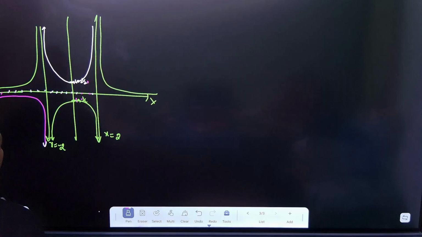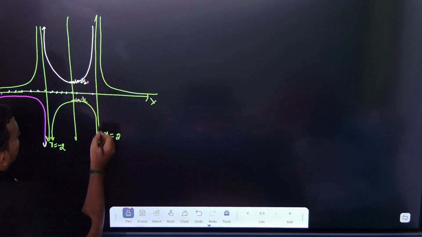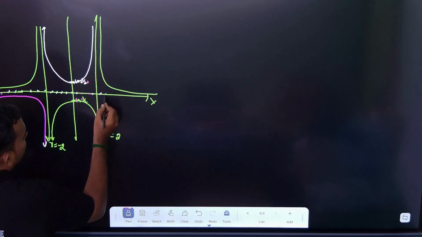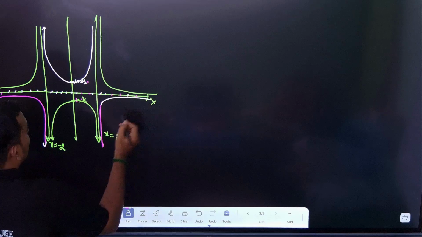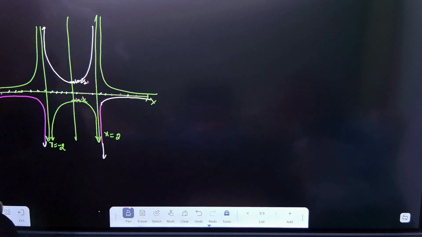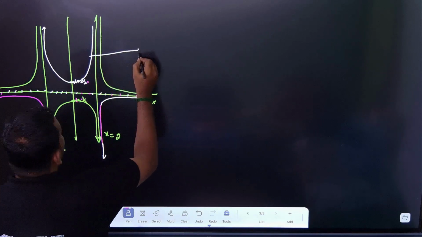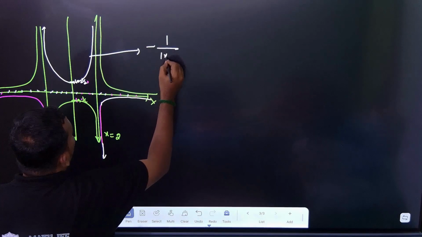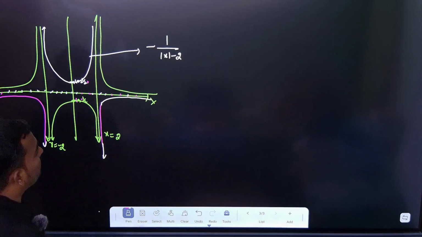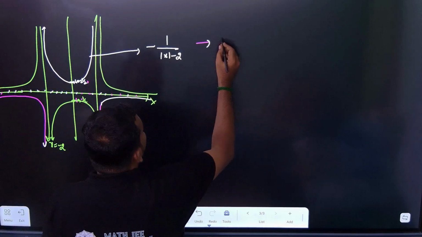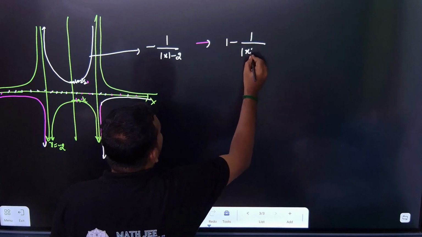Okay, fine. And then here, this is x equal to 2, no? It's a mirror image. This is your mirror, no? So the graph will be like this. What is the graph of that? This is the graph of minus 1 by mod x minus 2. Now you have to shift the graph 1 unit up. So now you have to change this to the graph of 1 minus 1 by mod x minus 2.